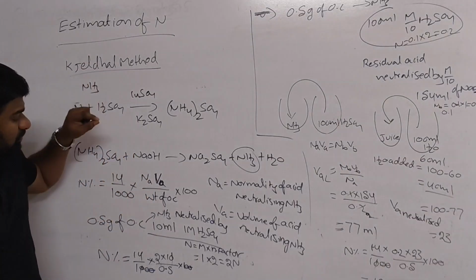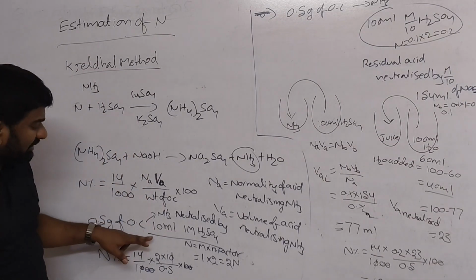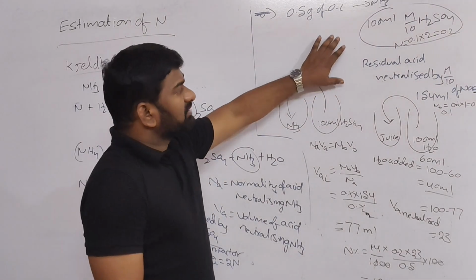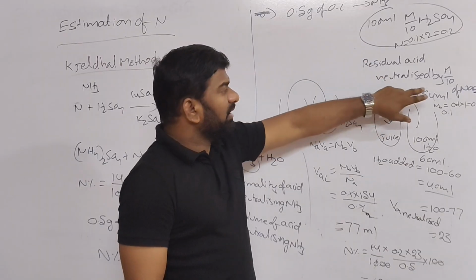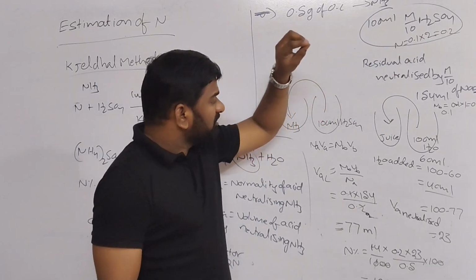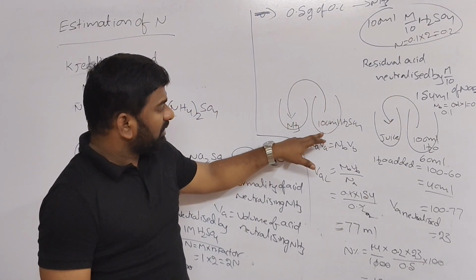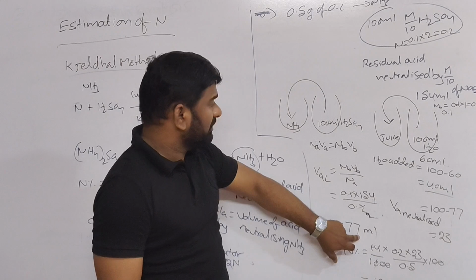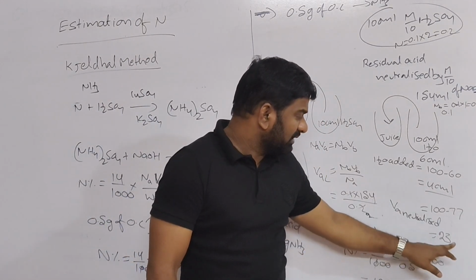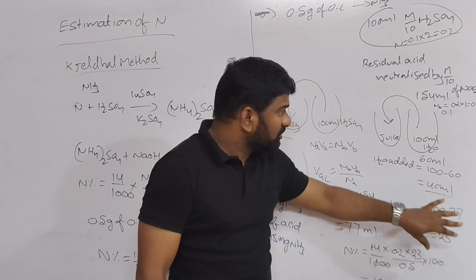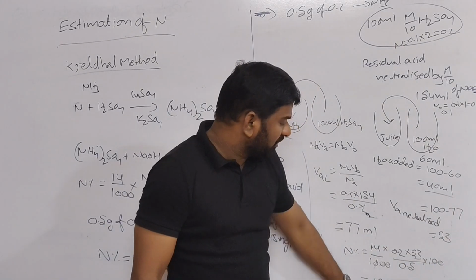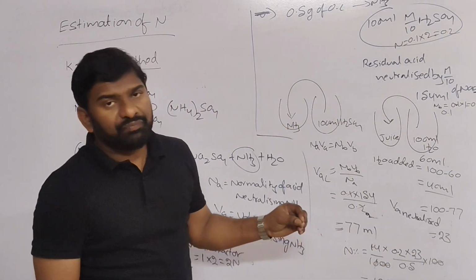When the volume of acid neutralized is given directly, you can substitute directly and get the nitrogen percentage. When the excess or residual acid is neutralized by some base, as given here, first using the base values you have to calculate how much acid is left. That left acid is 77, the initial acid taken is 100 ml, so subtracting 77 from 100 you get 23 ml. This 23 is the volume of acid neutralizing. Then you substitute that 23 ml in the formula, and you get the percentage of nitrogen. This is the Kjeldahl method.